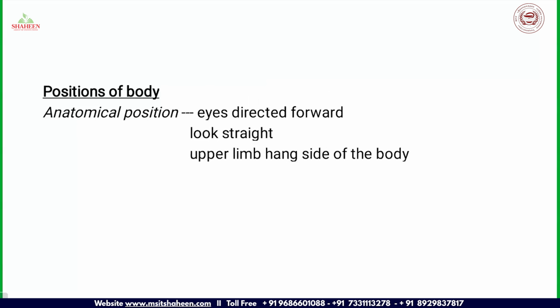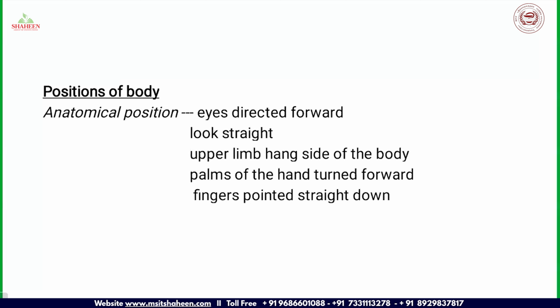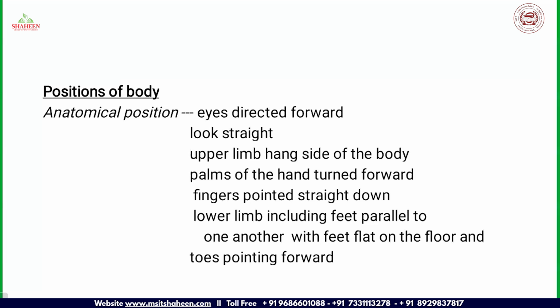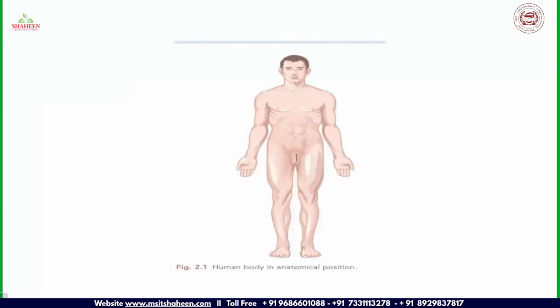The first, the eyes directed forward. The person should look straight. The upper limb should hang at the side of the body. The palms of the hand should turn forward. Fingers should point straight down. The lower limbs, including the feet, will be parallel to one another with feet flat on the floor and toes pointing forward. So this is the anatomical position. You can see that.